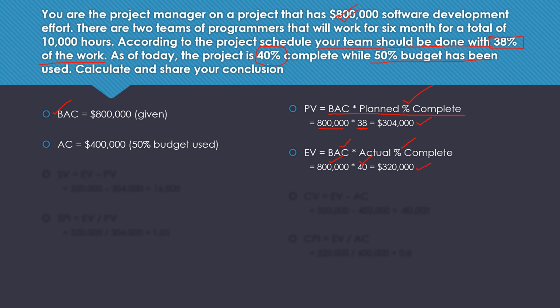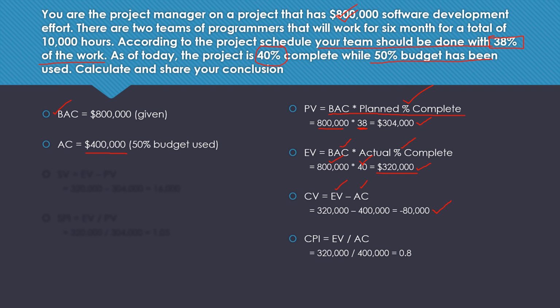Now let's calculate SV, CV, SPI, and CPI: the schedule variance, cost variance, and the indexes for both. The formula for CV is EV minus AC. You have the value of EV here, and you have the value of AC here. So the answer that you get is minus $80,000. Let's calculate CPI quickly. The formula again is EV divided by AC. The value of EV is $320,000, and AC is $400,000. When you divide the two, the answer that you get is 0.8.